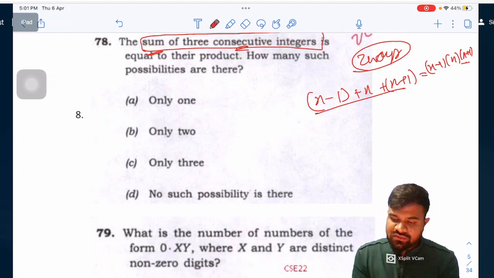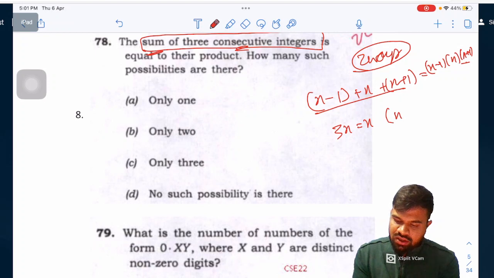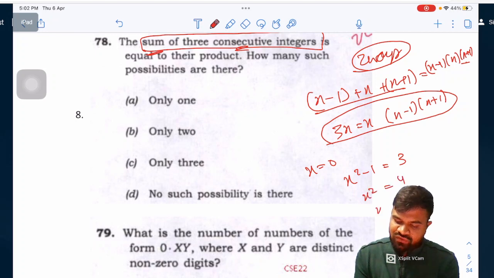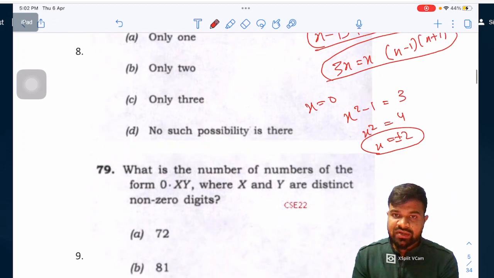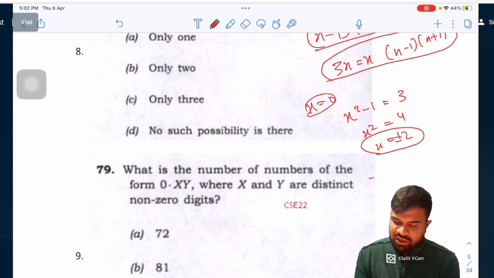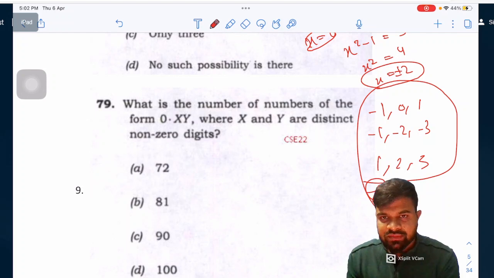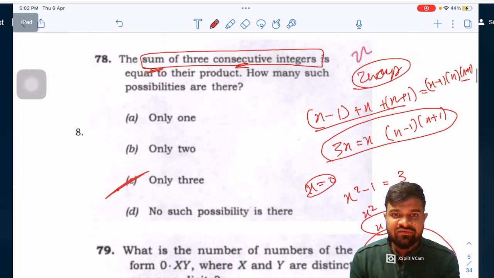When you solve this equation, 3x is equal to x into x minus 1 into x plus 1. Now, one solution is x equal to 0, because x is common on both sides. Another solution: x square minus 1 is equal to 3, so x square is equal to 4, and x is equal to plus minus 2. That means the integers are minus 1, 0 and 1, minus 1, minus 2, minus 3 and 1, 2, 3. These are the possible cases, and therefore our answer will be only 3.